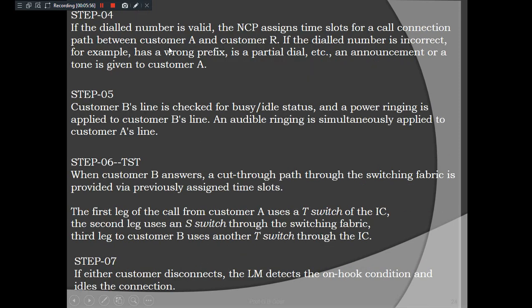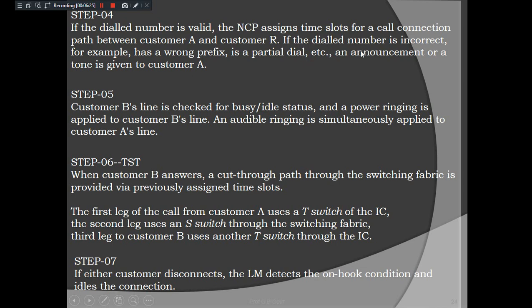In the fourth step, if the dial number is valid, CP will tell that the dial number is okay, it is correct. The NCP assigns time slots for the call connection path between A and B. Here customer B means the receiver. So when the dial number is found valid by CP, then a signal will be sent to the second level NCP, which is going to assign time slots for the call connection between A and B.